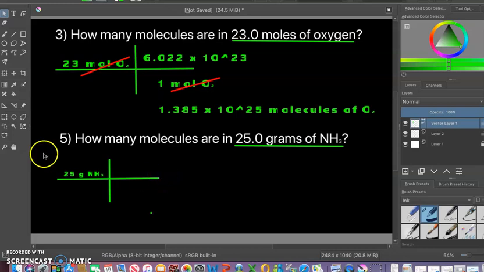Okay, so what's going to go on the bottom here is grams. So what's going to go up top? The unit we want next, which is moles. Whenever you're stuck somewhere, convert to moles. So let's do that. You may want to pause me. Grams of NH3 down here is equal to 1 mole of NH3.